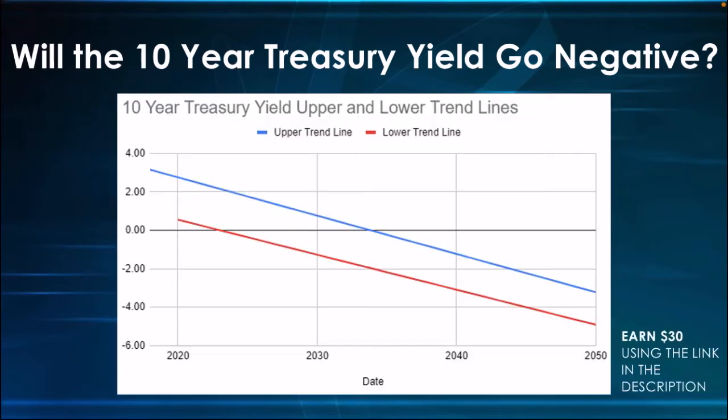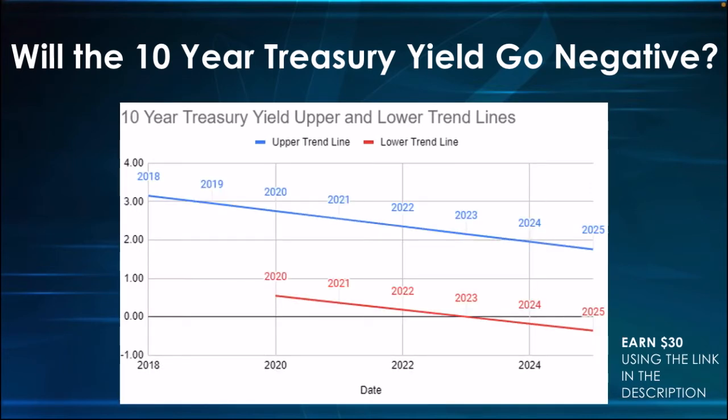0.1818%. This chart is showing the upper trend line and lower trend line of the 10-year Treasury bond yield up until 2050. And you can see in this chart we don't reach a 0% 10-year Treasury yield on the lower trend line until around 2024. And we don't reach a 0% Treasury yield on the upper trend line until 2035. But you can see once we reach 2050, as far as the upper trend line, we're around negative 3% if we continue on the path that we've been on since 1988.